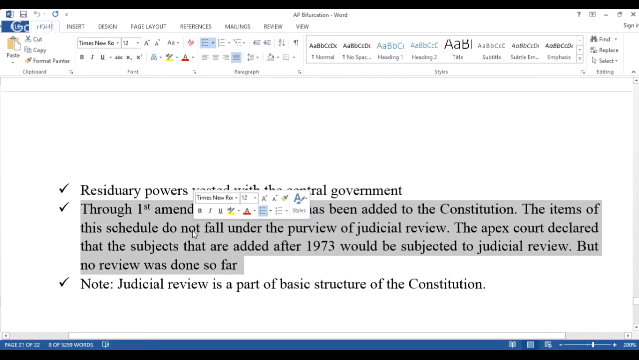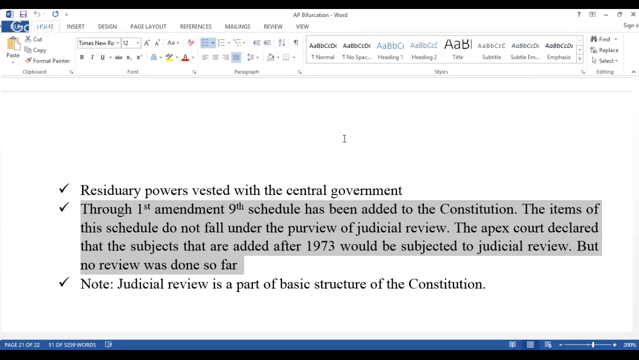Through the first amendment of 1951, another important point, the ninth schedule has been added to the constitution. And any laws or items or subjects you add to this schedule will not fall under the purview of judicial review. So this is one area which is being exploited by the government. You make something and put it in the ninth schedule, and the judiciary cannot touch it.